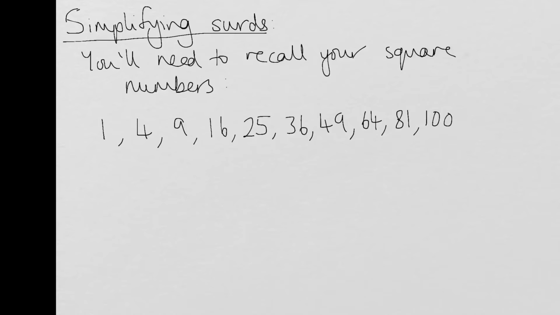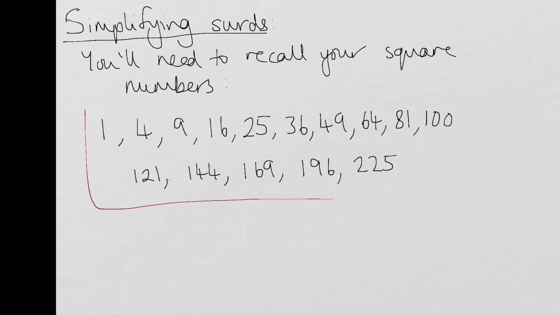It is worth you going on to do the next few from this, I'd say probably up to 15. So 11 squared, 12 squared, 13 squared, 14 squared, and then 15 squared. It's worth trying to remember a few of those extra ones as well, in case the odd question comes up. So begin by writing those into your book, and then I will go through and explain how we simplify.